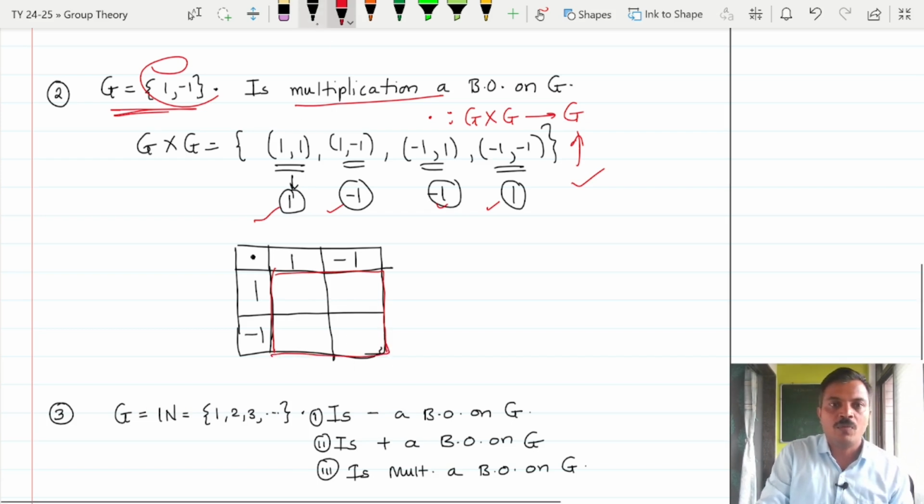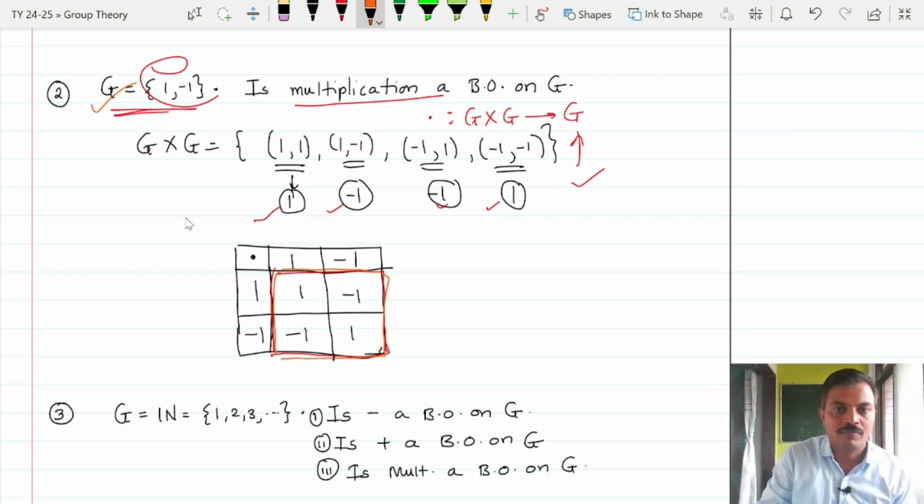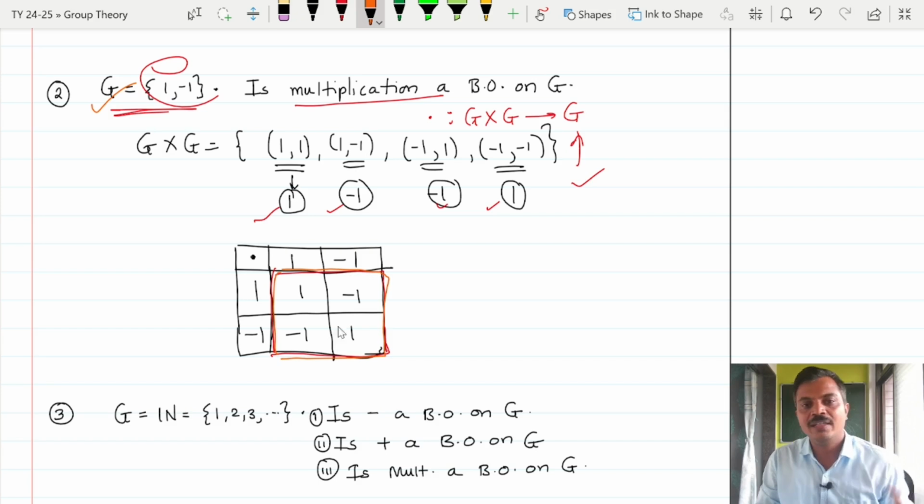So 1 multiplied by 1 is actually 1. 1 multiplied by minus 1 is minus 1. Minus 1 multiplied by 1 is minus 1, and this is going to be 1. So what we have to check is that the entries of the table should be from G only. If that is happening, then directly we can conclude that this multiplication is a binary operation, right?